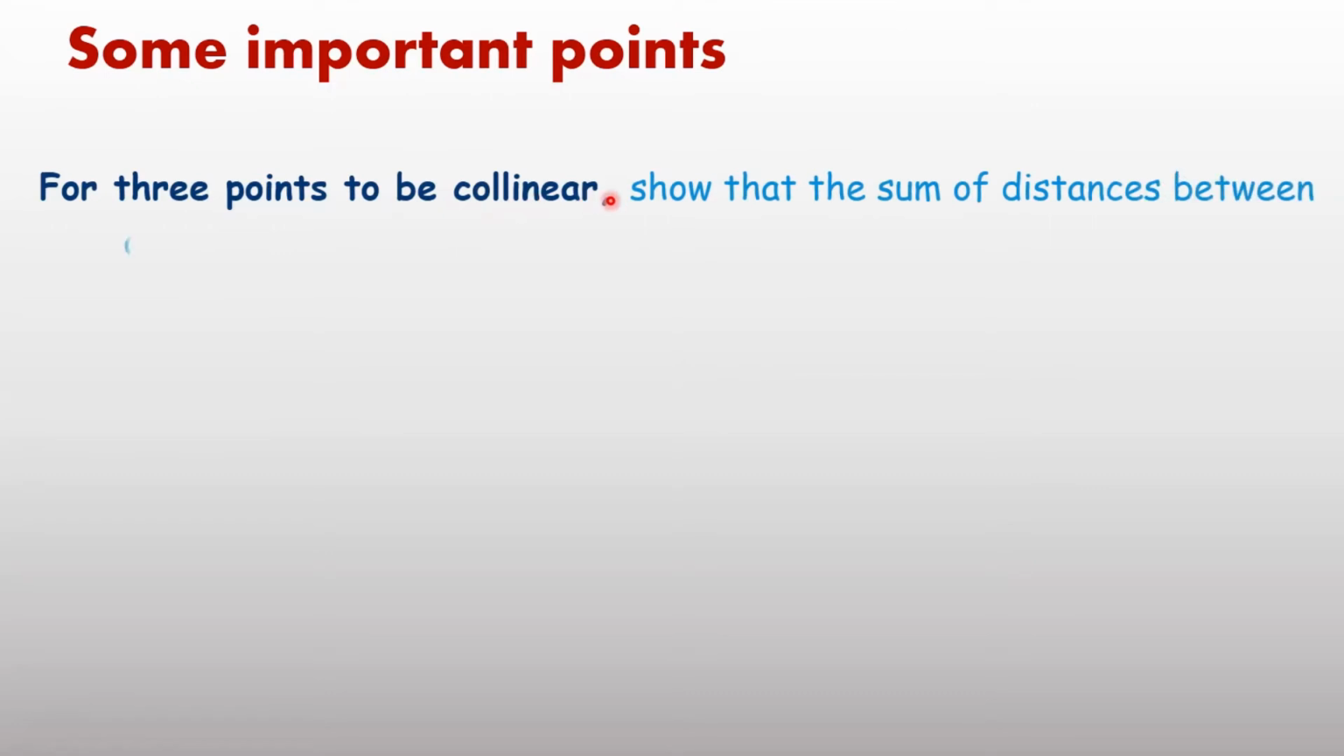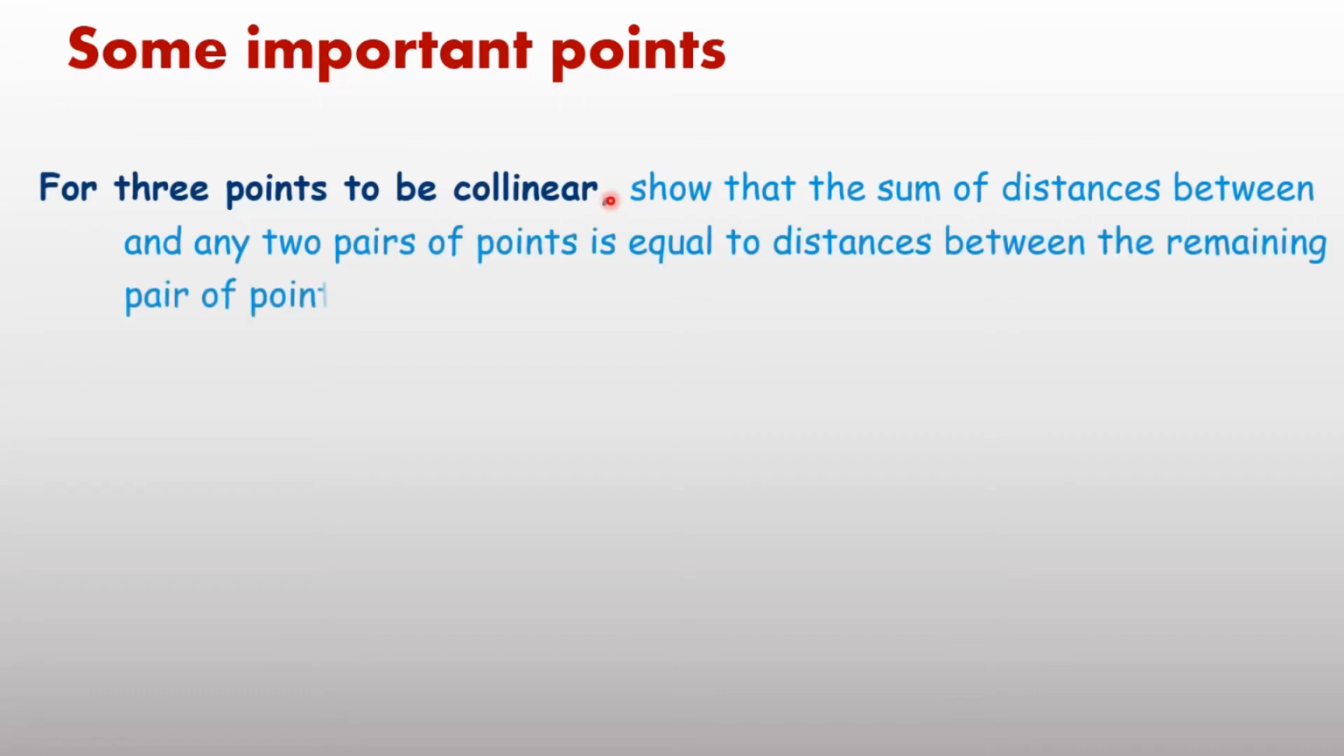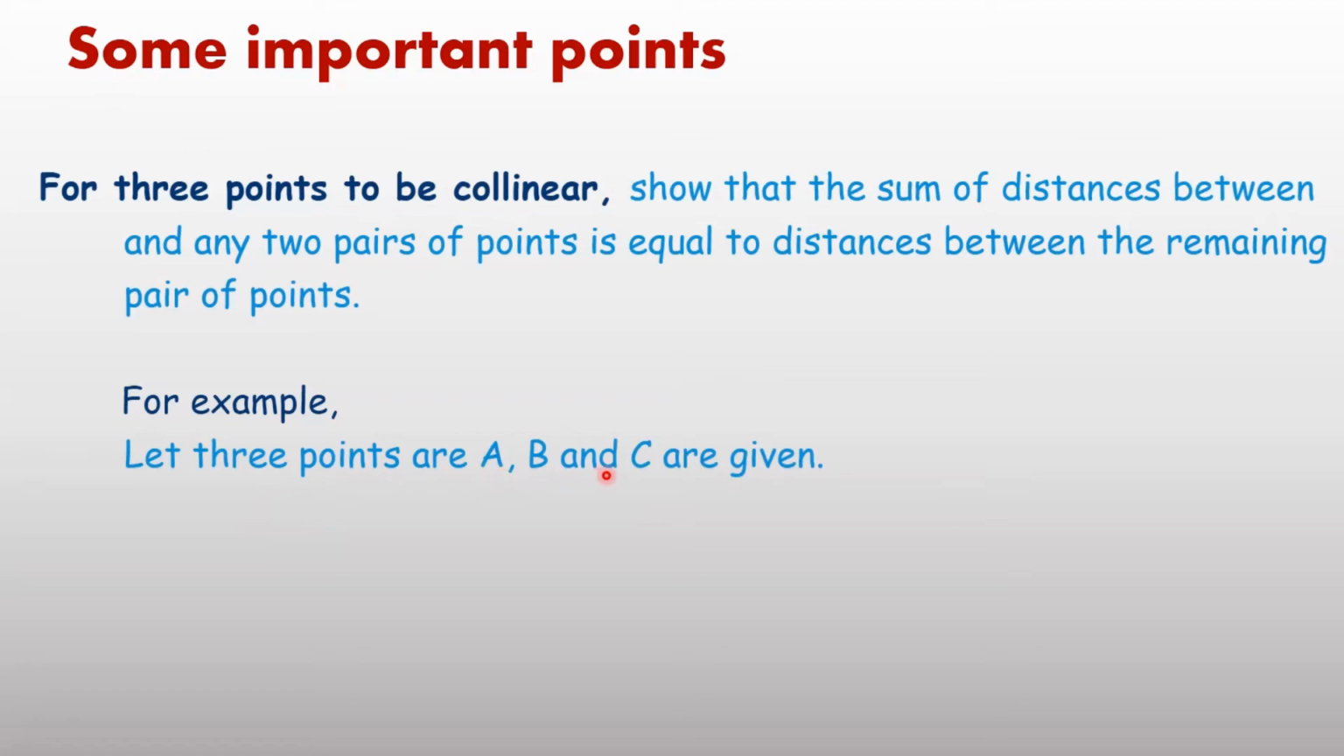For example, if 3 points you are taking as ABC or PQR, then if the sum of distances between any two pair of points is equal to the distance between the remaining pair of points, then you can say 3 points are collinear. For more clarity, let 3 points A, B and C are given, means coordinates of A, B and C given. First you find, using distance formula, the values of AB, BC and AC.